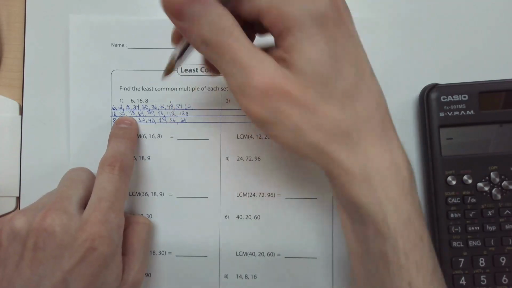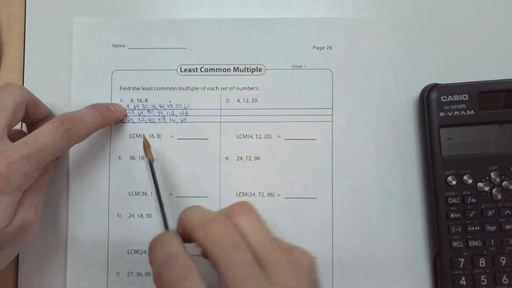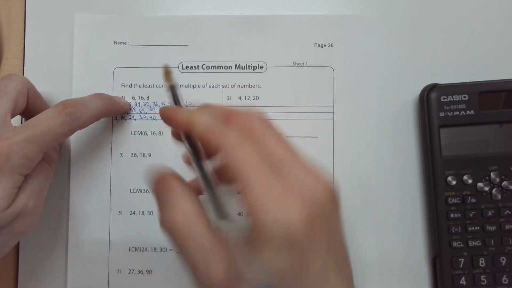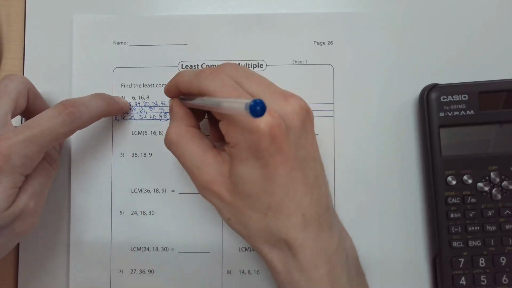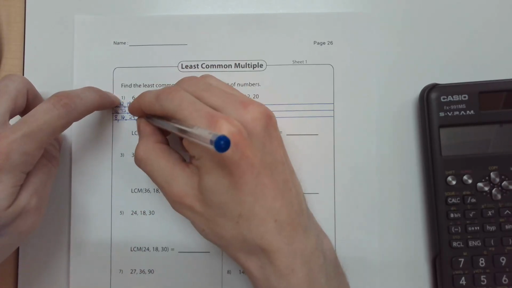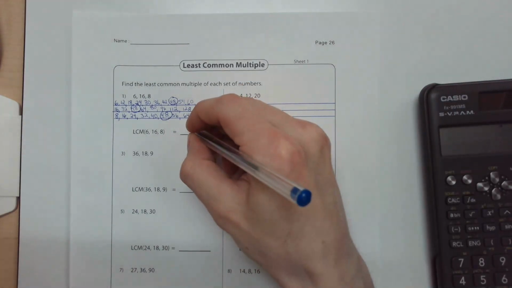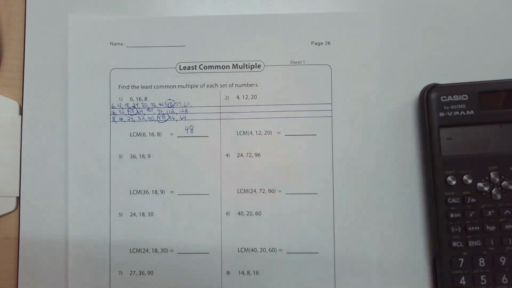I'm just gonna put a little dot there. Let's see if we can find a 48 in here. 48. And there you have it, folks. 48 is your least common multiple.